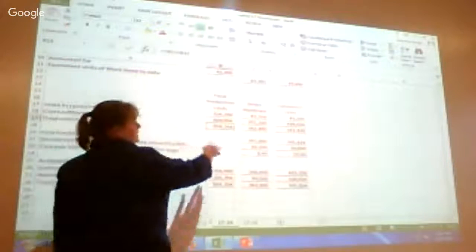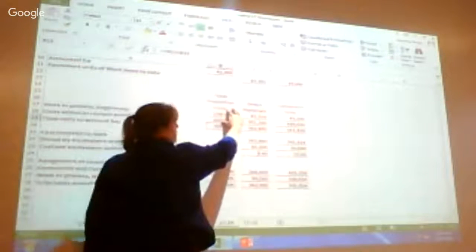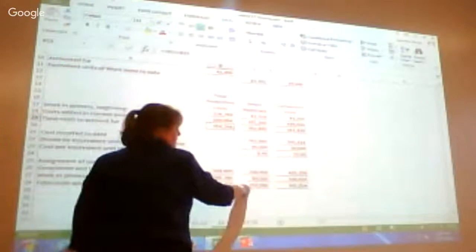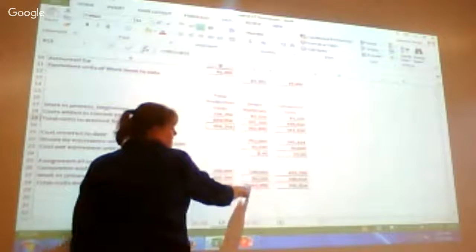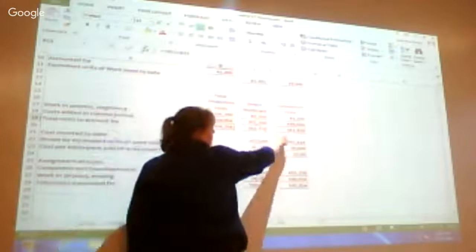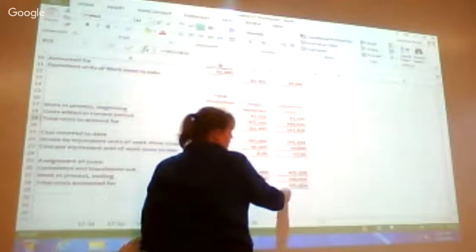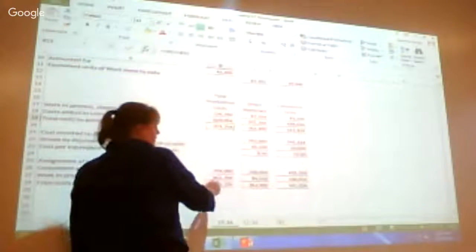Okay? Then over here, I add straight across, and the total cost to account for needs to equal that number up here. This section is what you have to allocate, so the number down here has to match this number. 362,880 has to match 362,880. 541,824 has to match 541,824. 904,704, 904,704. Okay?